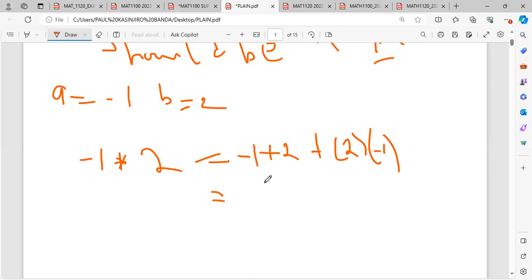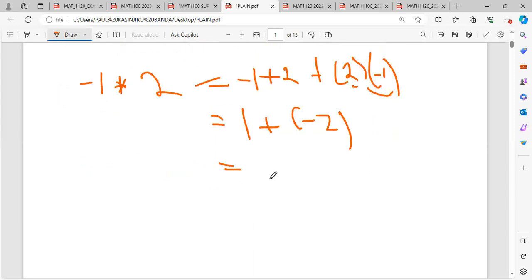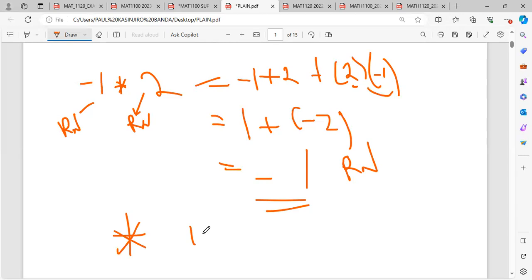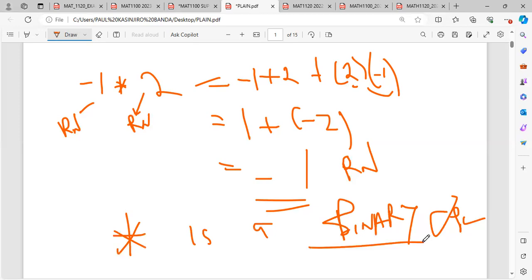What is -1 plus 2? -1 plus 2 is just 1. Then plus, what do you get when you multiply 2 by -1? You get -2. Then after that, you get -1. So you can see that -1 is a real number, 2 is a real number, and after applying this operation, the answer we got is also a real number. So as long as this is satisfied, you conclude that this star is a binary operation, and you write in capitals: it is a binary operation.